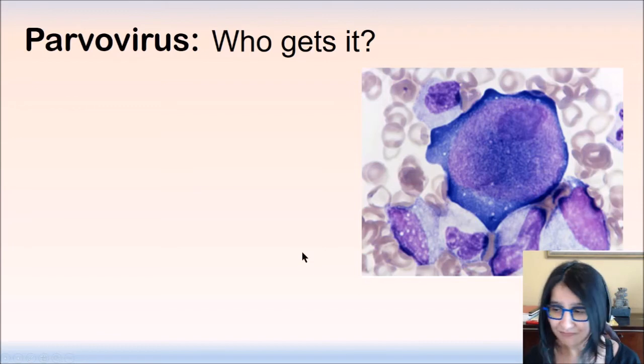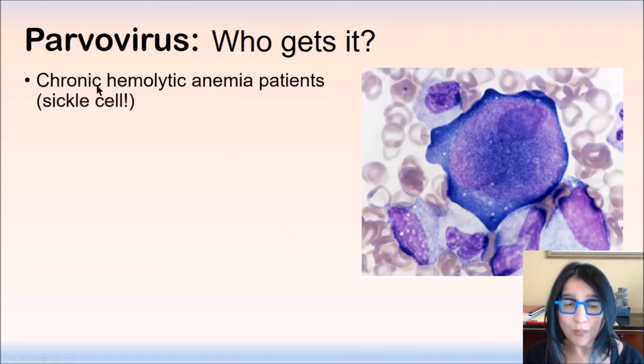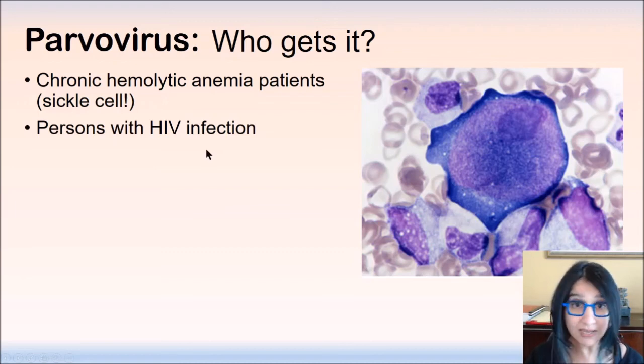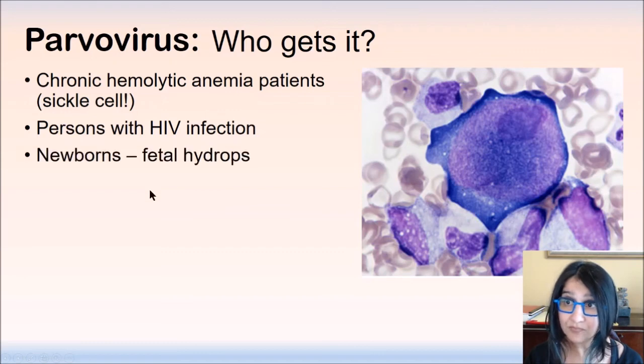So parvovirus, again, who gets it? Primarily it's a very big issue in sickle cell patients. They get these aplastic crises where a parvovirus infection can set in, and because they already are compromised by their underlying chronic hemolytic anemia, you affect the source, and boy, all of a sudden they have a pretty bad anemic crisis. Persons with HIV infection, again, same thing. Immunosuppressed patients do not handle viral infections very well. Newborns with fetal hydrops, we already talked about.